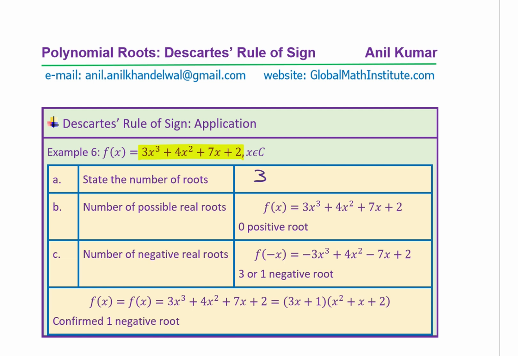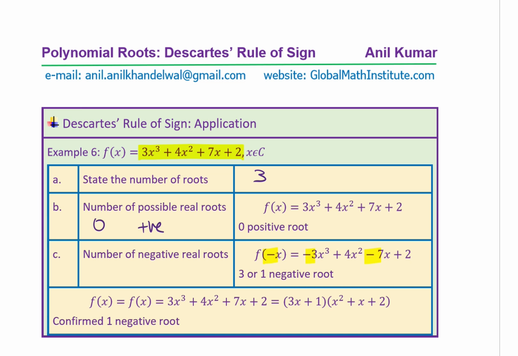Order 3, so the number of roots is 3. Change in sign: all are positive. So for sure, we have no positive root, correct? Now, let's find f of minus x. F of minus x really means changing the sign for the odd terms, which are minus 3x cubed and minus 7x.